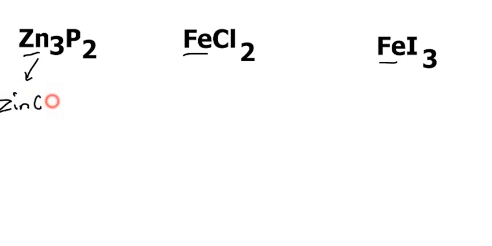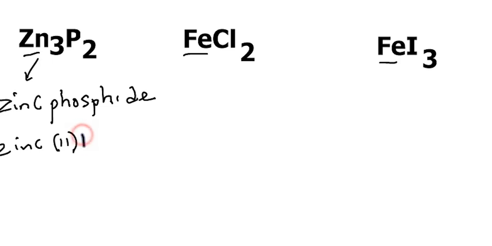I can say zinc phosphorus. I said half the name, that becomes phos. Then add IDE, so this becomes zinc phosphide. Or I can say zinc 2 phosphide, because zinc is a transition metal. The only reason I'm adding the 2 is because zinc is a transition metal, but the oxidation number of zinc doesn't change in any condition.